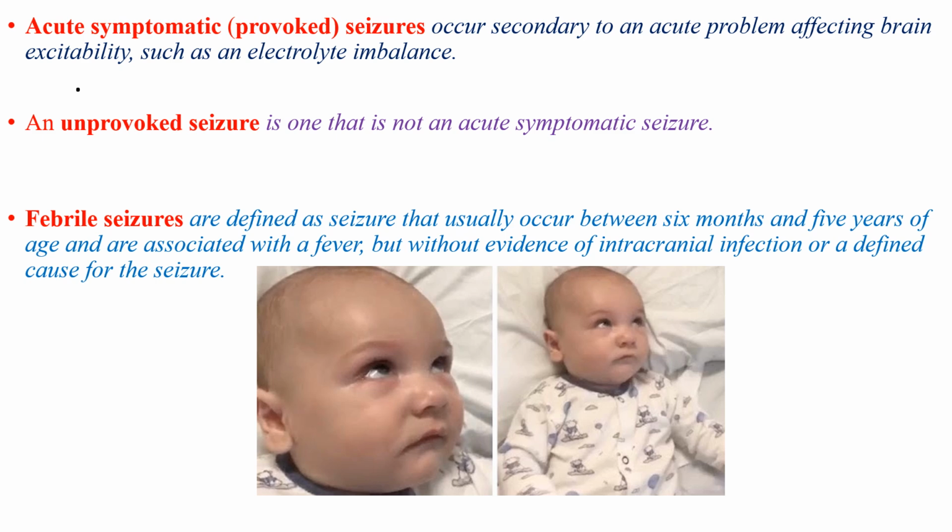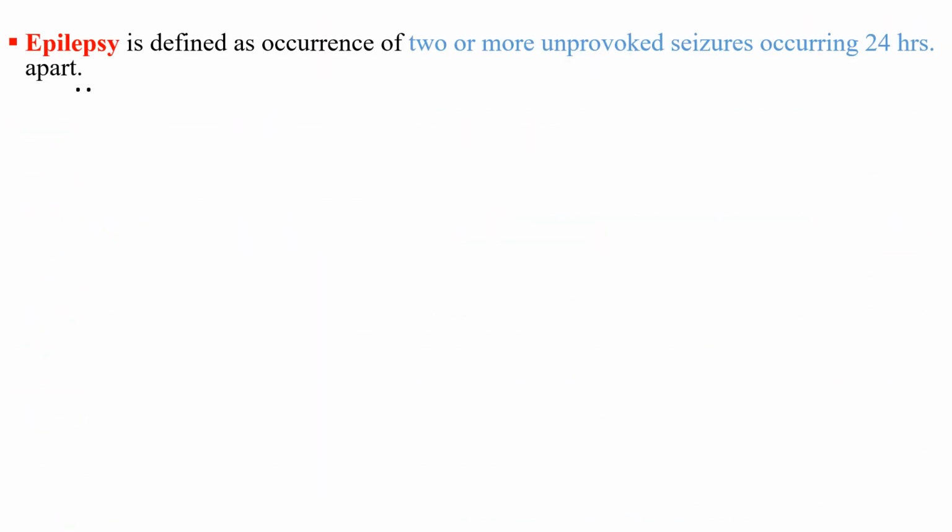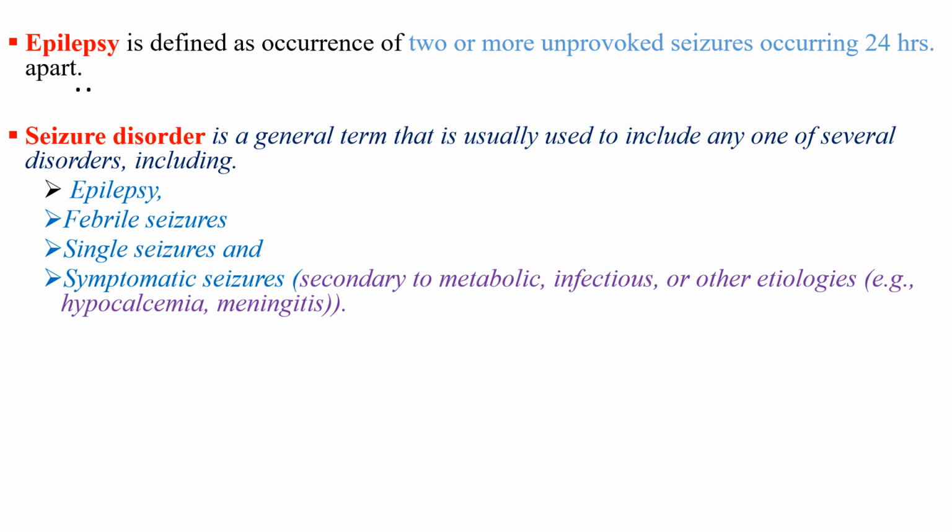Febrile seizures are defined as seizures that usually occur between 6 months to 5 years of age and are associated with fever, but without evidence of intracranial infection or a defined cause for the seizure. Epilepsy is defined as occurrence of 2 or more unprovoked seizures occurring 24 hours apart. Seizure disorder is a general term that is usually used to include any one of several disorders, including epilepsy itself, febrile seizure, single seizure, or symptomatic seizure.